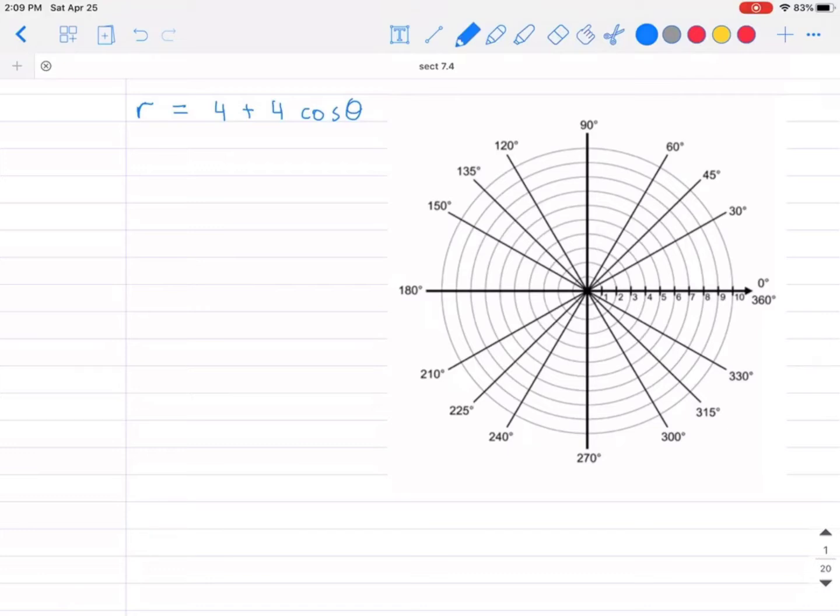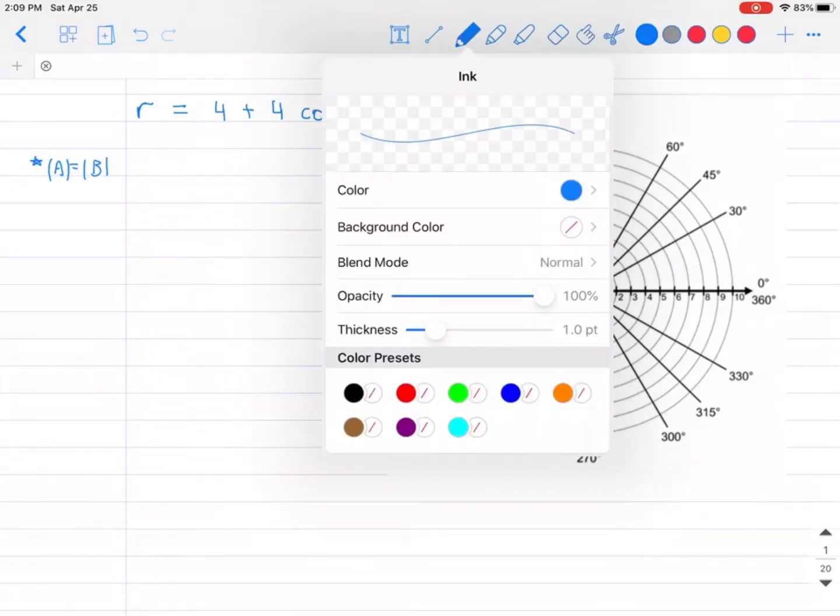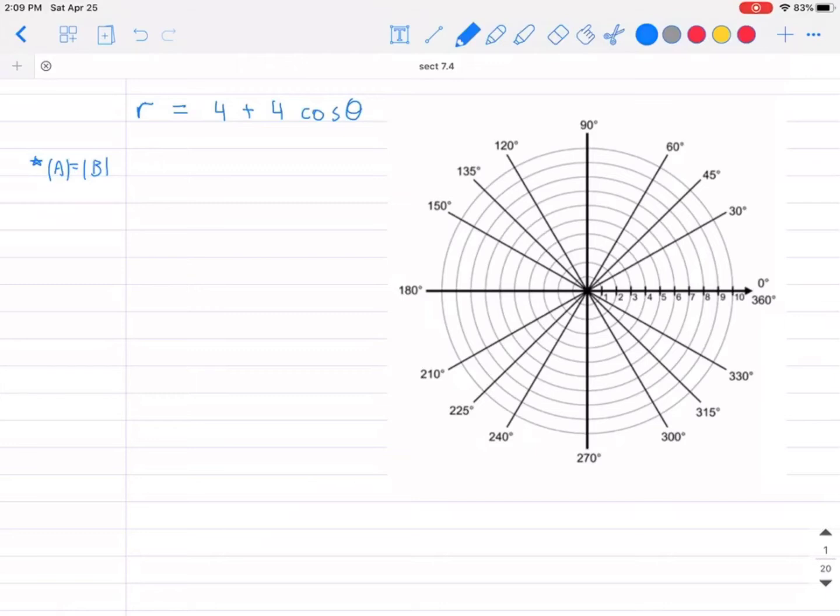Okay, so let's go ahead and get into it to see what these graphs would actually look like. The first one is r equals 4 plus 4 cosine theta. So what I'm doing is looking specifically at what happens if a is equal to b. Let's go ahead and create a chart so you can see what exactly is happening.